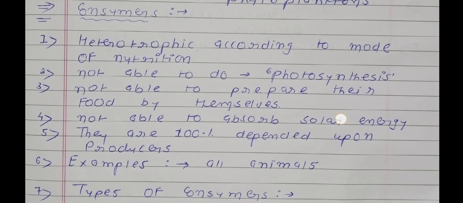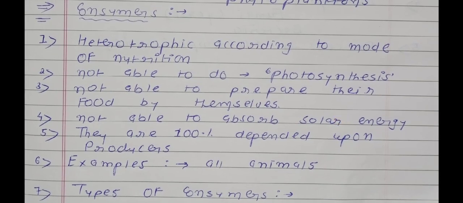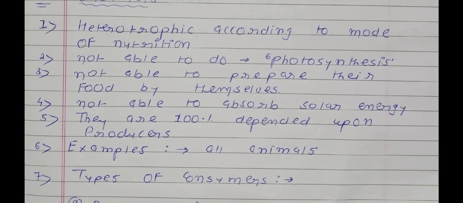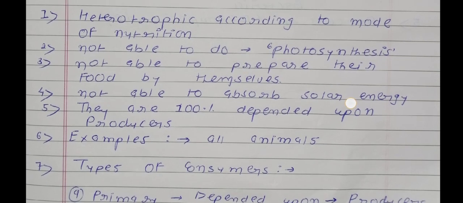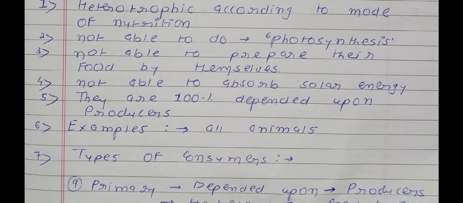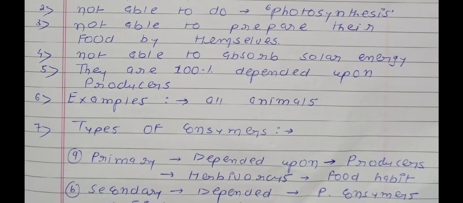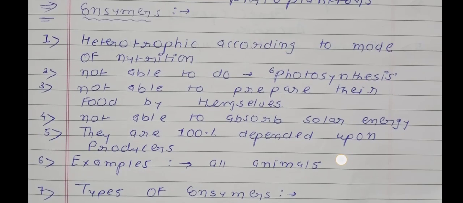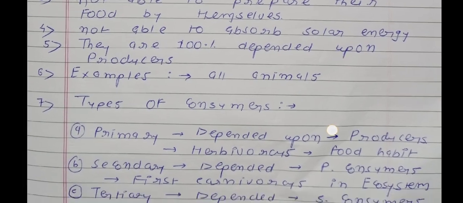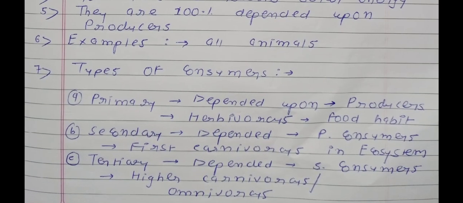Point number 4, not able to absorb sunlight, solar energy. It means they are 100% dependent upon the producers. For example, all types of animals. So all types of animals found on this earth are what? Are always consumers. Now point number 7 is very important.